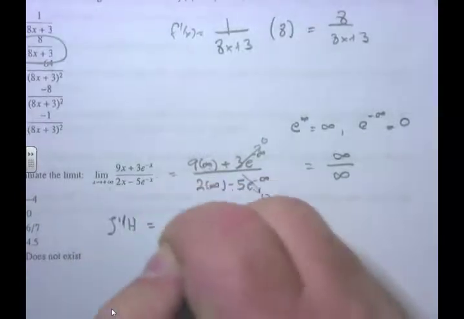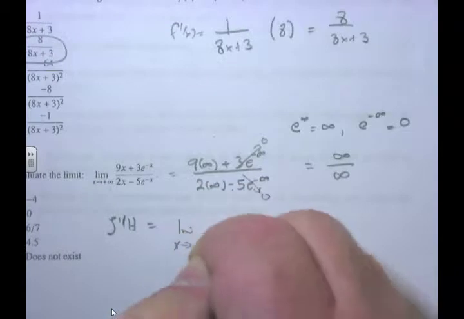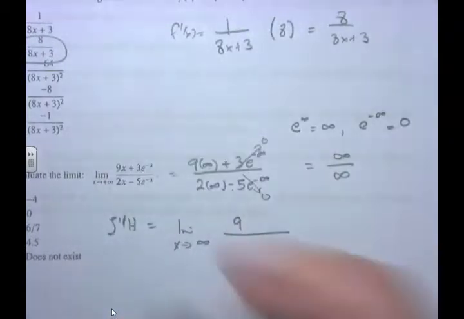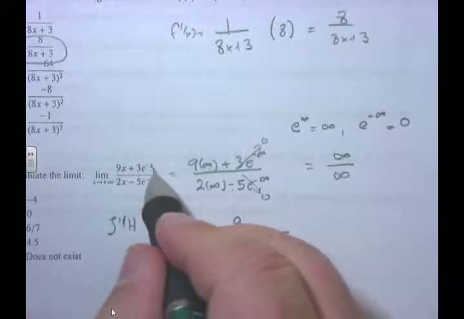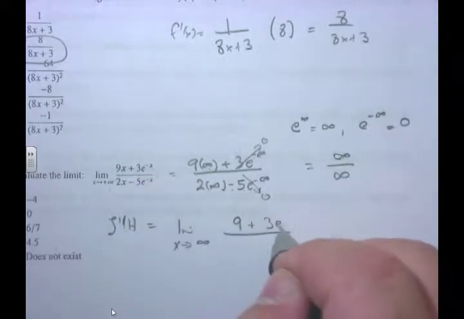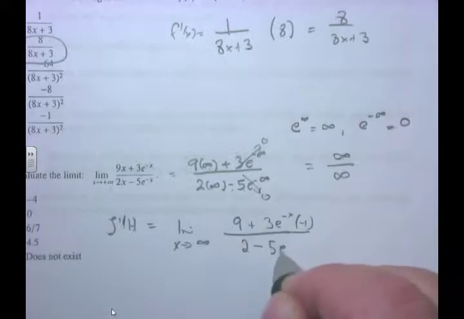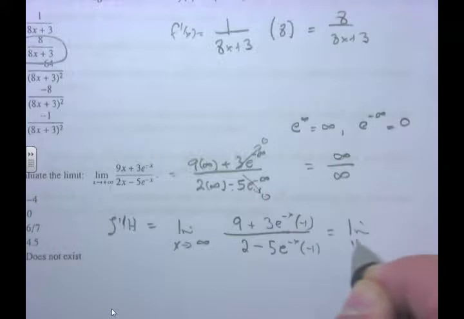So, L'Hopital: take the limit as x approaches positive infinity of the derivative of the top. What's the derivative of 9x? 9. What's the derivative of 3e to the negative x? Chain rule, that'll be 3e to the negative x times negative 1. Divided by the derivative of 2x, which is 2. Minus 5 times the derivative of e to the negative x, which is e to the negative x times negative 1. Clean them up. Before you plug in infinity, you always clean them up.